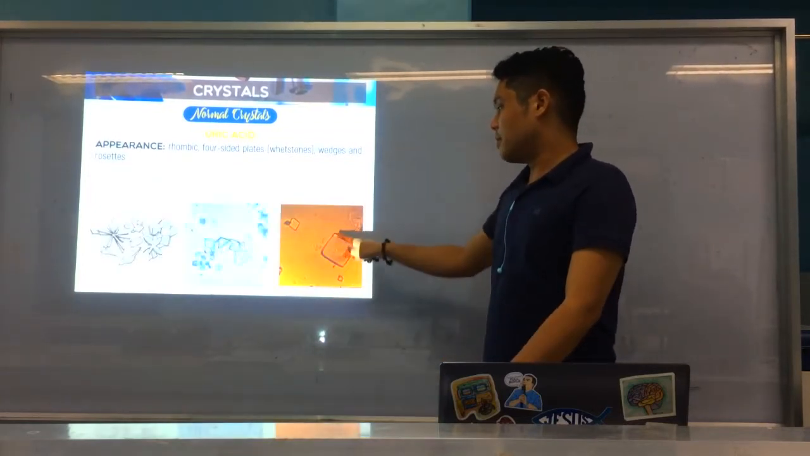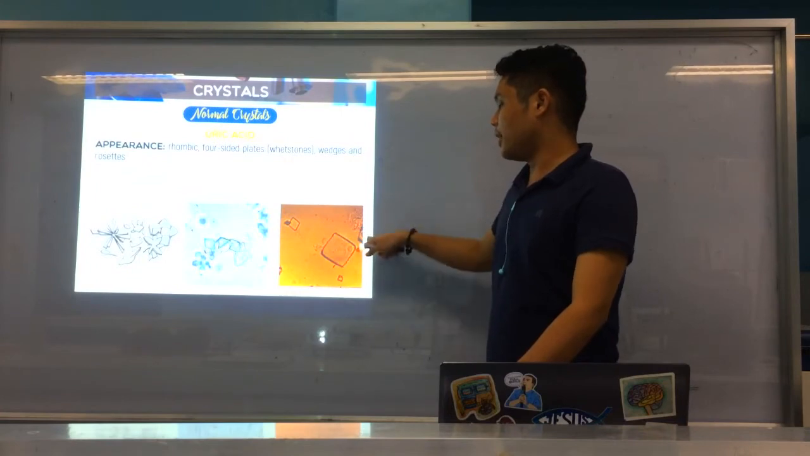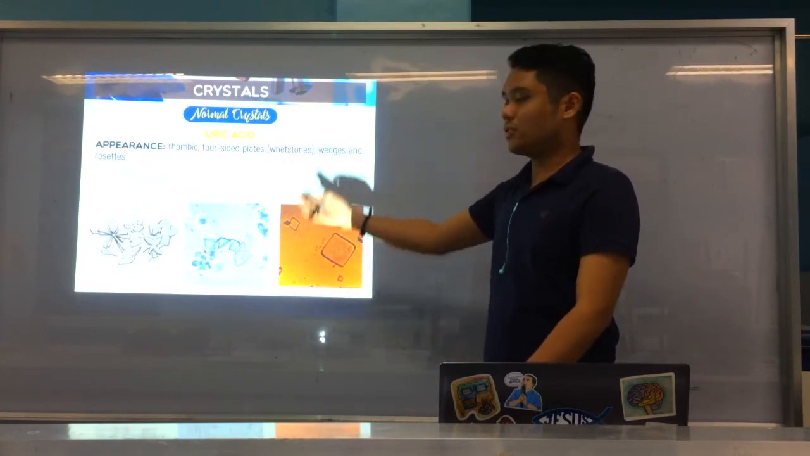Yeah, here are some pictures. Four sides, rhombic. Wet stones. Yeah, wet stones.